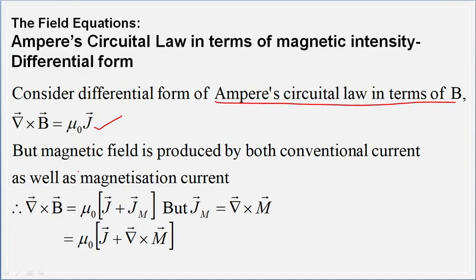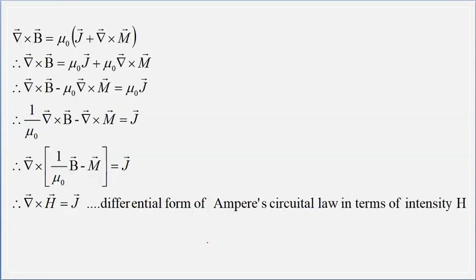Now, when you magnetize the material, the magnetic field produced depends upon both the magnetization of the material and also the external current. So J is due to the external current density, and Jm is due to the magnetization current density which we have defined. Then Jm equal to curl of M. We have written this.